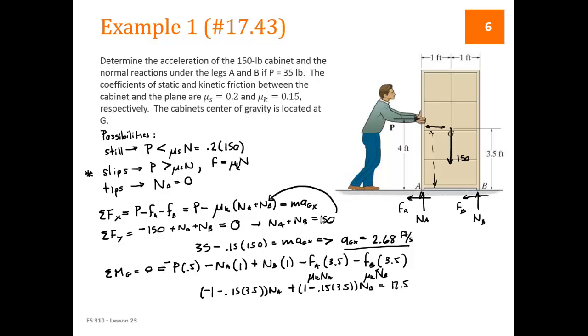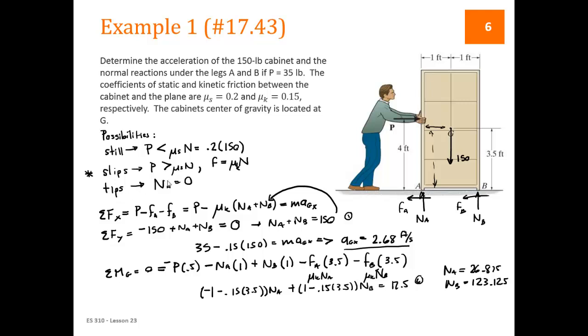Now we have two equations, two unknowns. You can use your calculators to solve. This is equation 1, this is equation 2. You can use your calculators or various other means. We get that NA is equal to 26.875, and we get that NB is equal to 123.125. So now we have to go back to our possibilities and make sure that we actually guessed correctly.